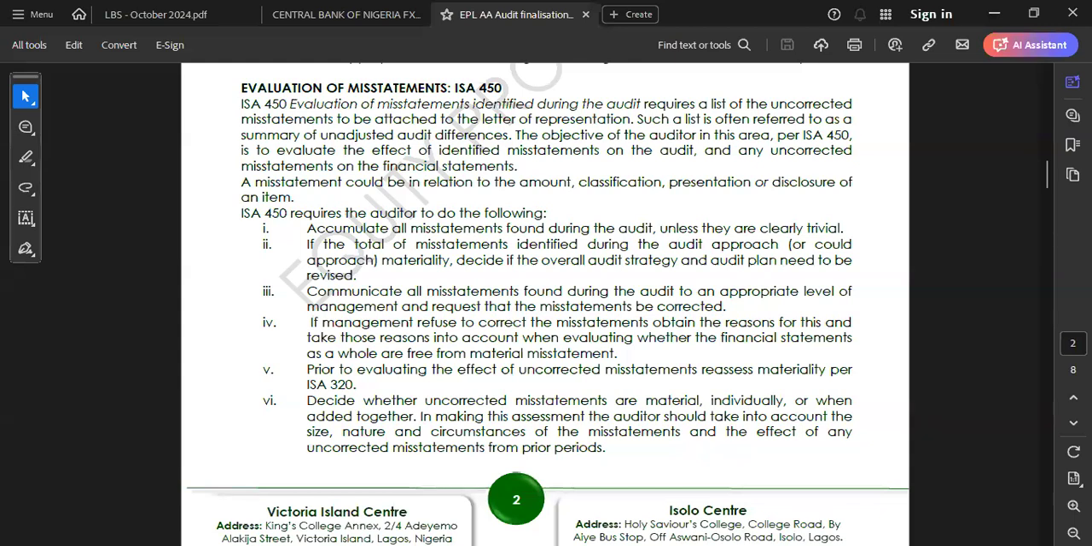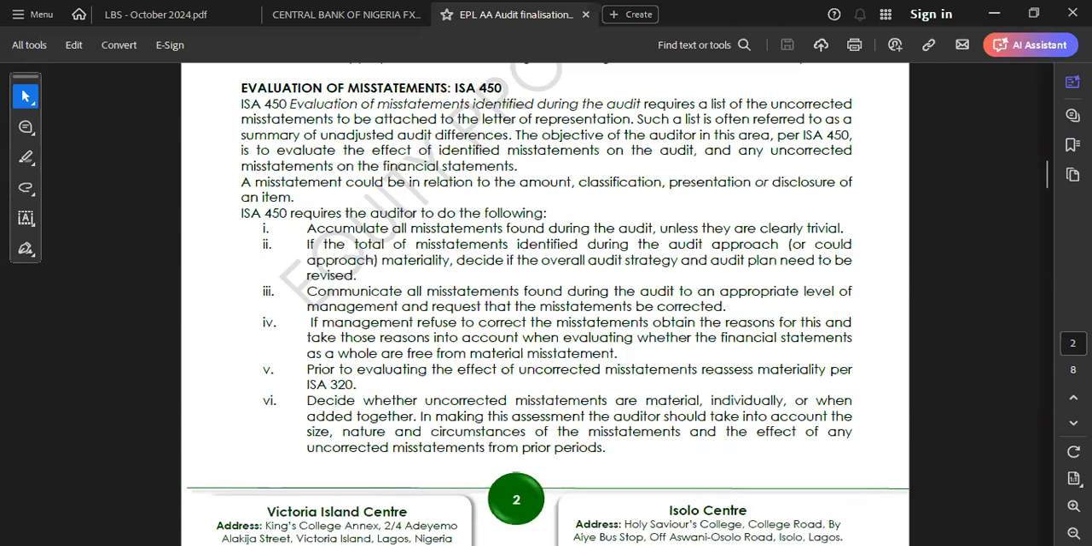You're supposed to add something you didn't add. You're supposed to remove something you didn't remove. A value is not supposed to be added. So those are the two areas where you can have misstatement. Now, how is the auditor going to treat misstatement?